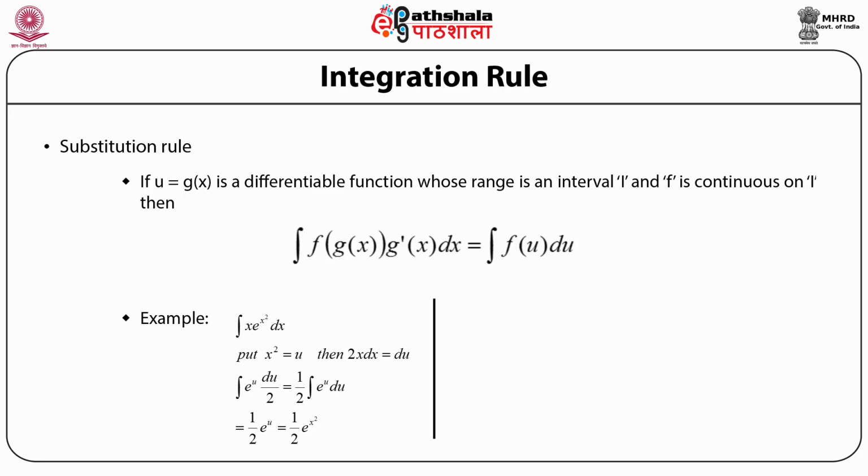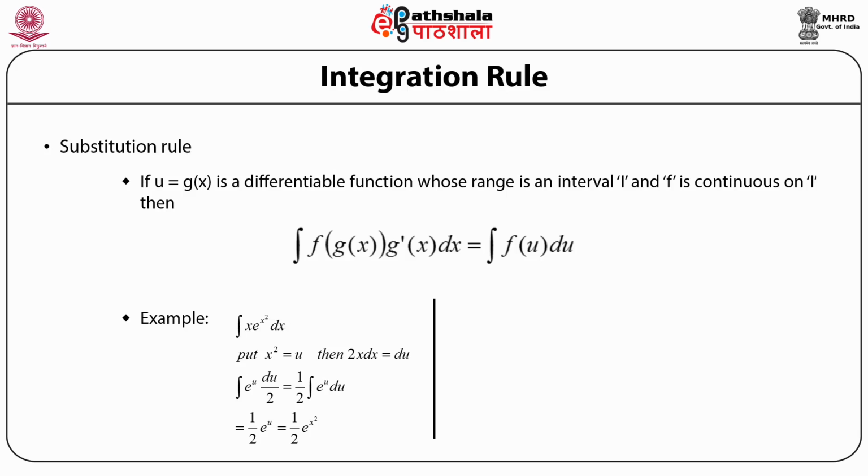So integrating e power u, we have to substitute in terms of u, so it becomes e power u into du by 2, which is equal to 1 by 2 integral e power u du, and that is equal to 1 by 2 e power u, because if you differentiate e power u, it's always e power u. If you integrate e power u, it's always e power u. So then it is equal to 1 by 2 e power of x squared, because we have to put u as x squared, so we are returning.